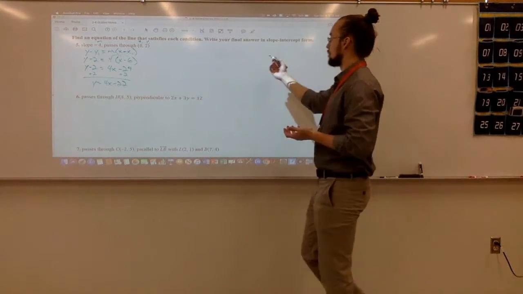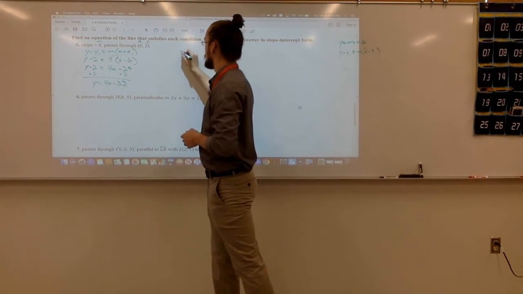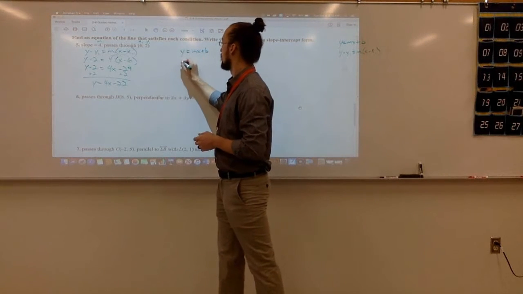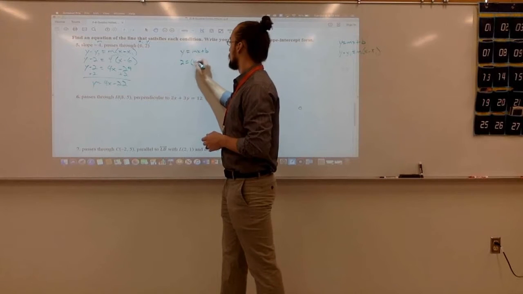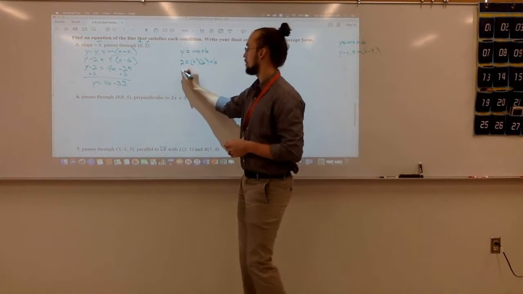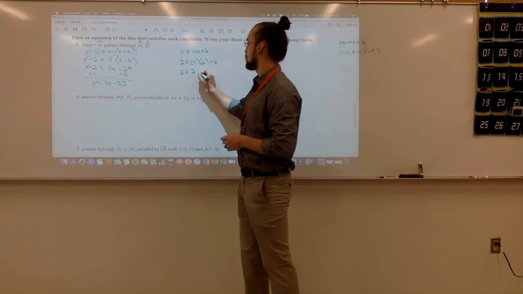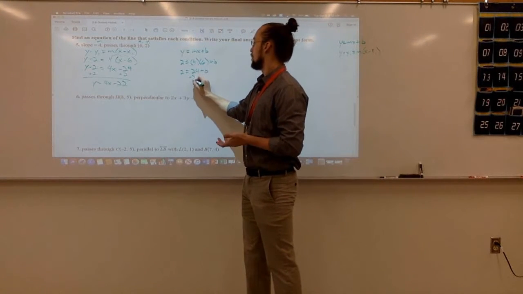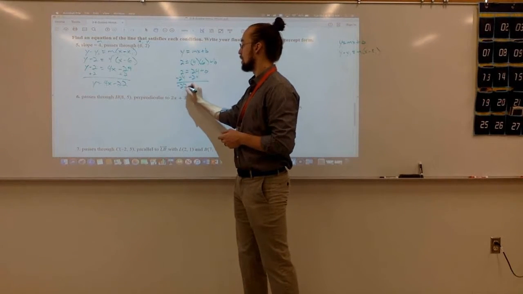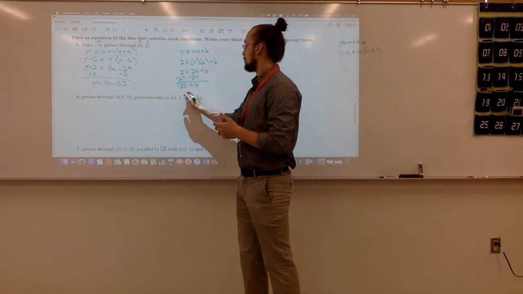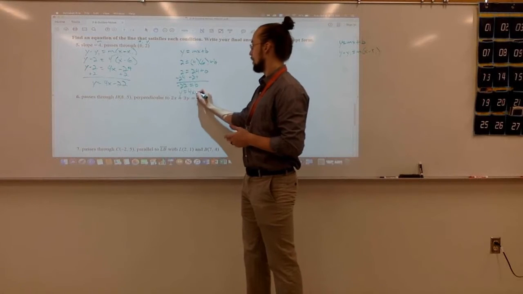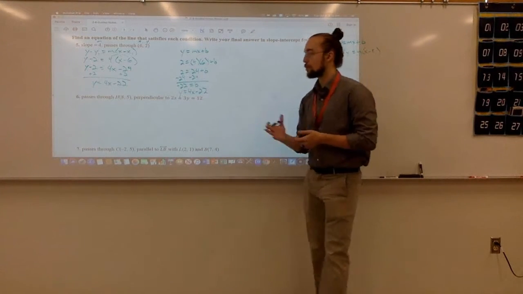I guess I'll go ahead and do it that way too, just so you guys know that you have options here. So I could plug 2 in for y, 4 in for m, 6 in for x, and solve for b. So I get 2 equals 24 plus b. Subtract 24 over. We end up with b is negative 22. So then, to write the equation of the line, we would say y equals 4x minus 22. So we get the same answer either way.